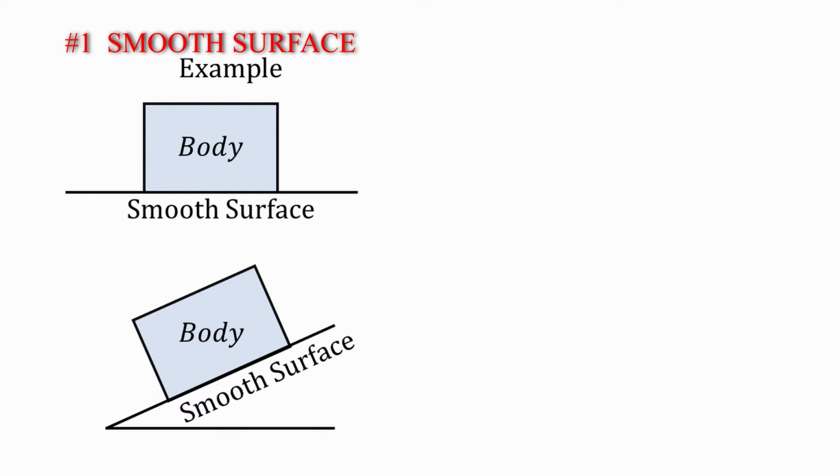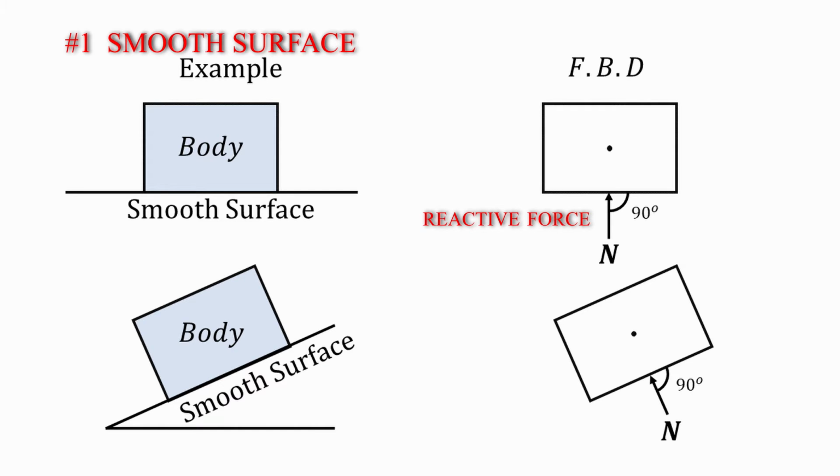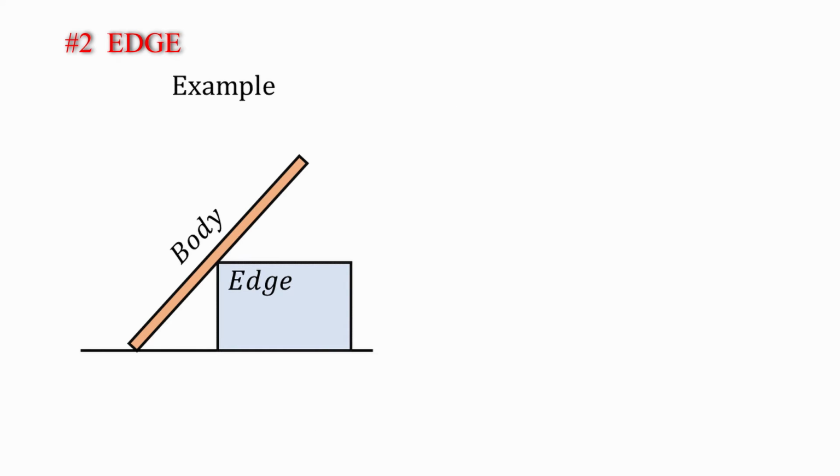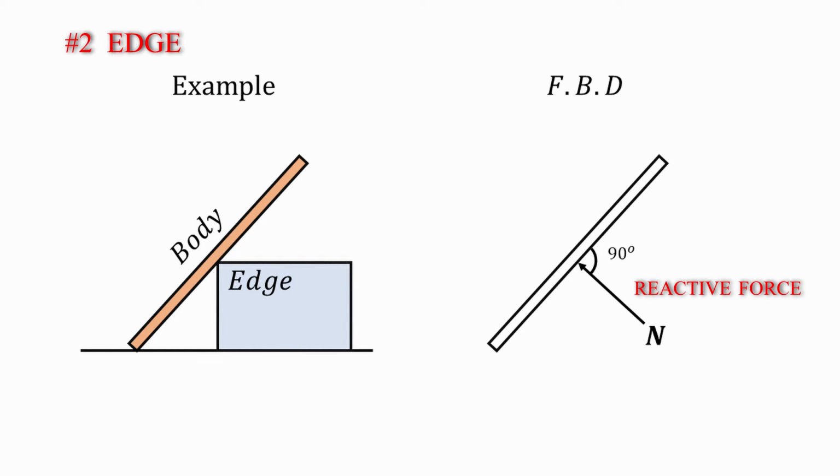Number 1, smooth surface. The reactive force on a smooth surface is normal force. Number 2, an edge. Usually, you will see the body with a smooth surface leaning against the edge. The reactive force is normal force. However, it is perpendicular to the surface of the body.